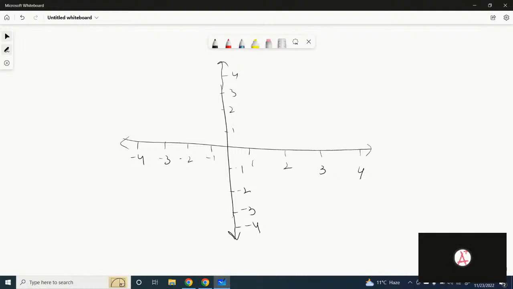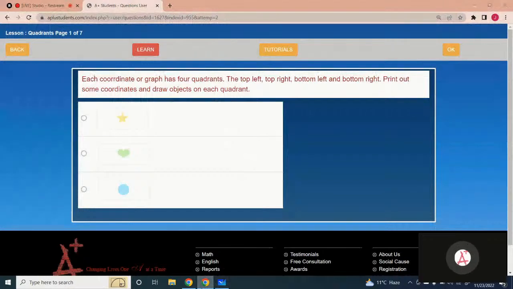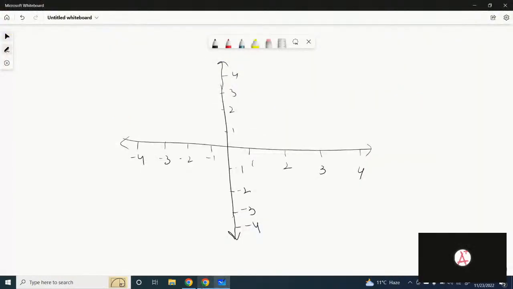Okay, here are the four quadrants. Got it? So we have the shapes: heart, star, and circle. Okay, let's suppose the heart shape is here. Then here is the circle, and this is the star actually.